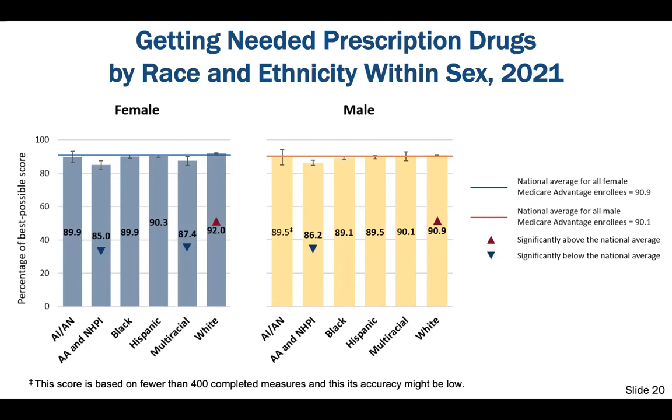The bars that correspond to each racial and ethnic group show the mean for each group within the female and male strata, and the triangles indicate where there's a statistically significant difference. You can also see the confidence intervals for each of the bars, and you can see an example for the American Indian Alaskan Native male estimate of something that's flagged for having lower precision.